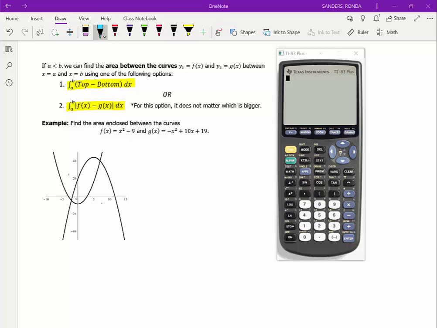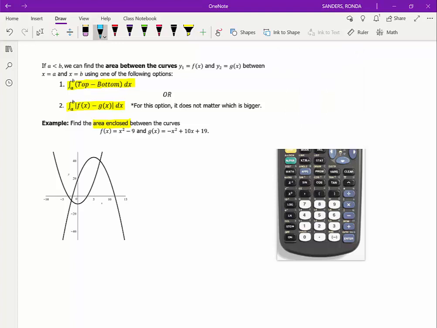For example, say we are asked to find the area enclosed between the curves f of x is equal to x squared minus 9 and g of x is equal to negative x squared plus 10x plus 19. Notice for this problem that we are not given values of a and b, but we are told that the area is enclosed between our two curves.